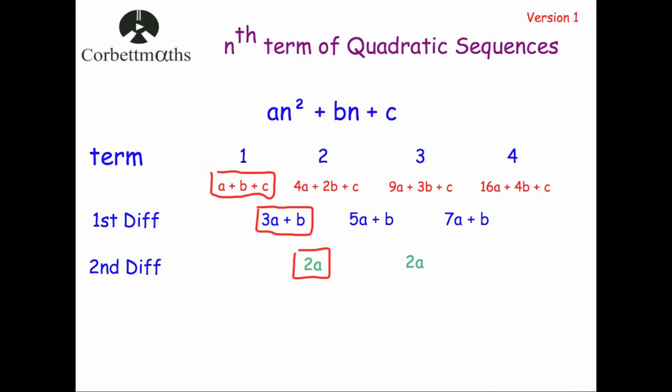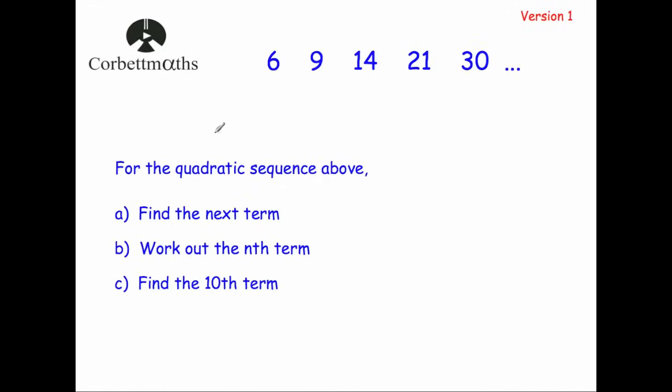Okay, so let's have a look at our first question. Here we've got a quadratic sequence which goes 6, 9, 14, 21, 30. And it says for the quadratic sequence above, work out the next term.